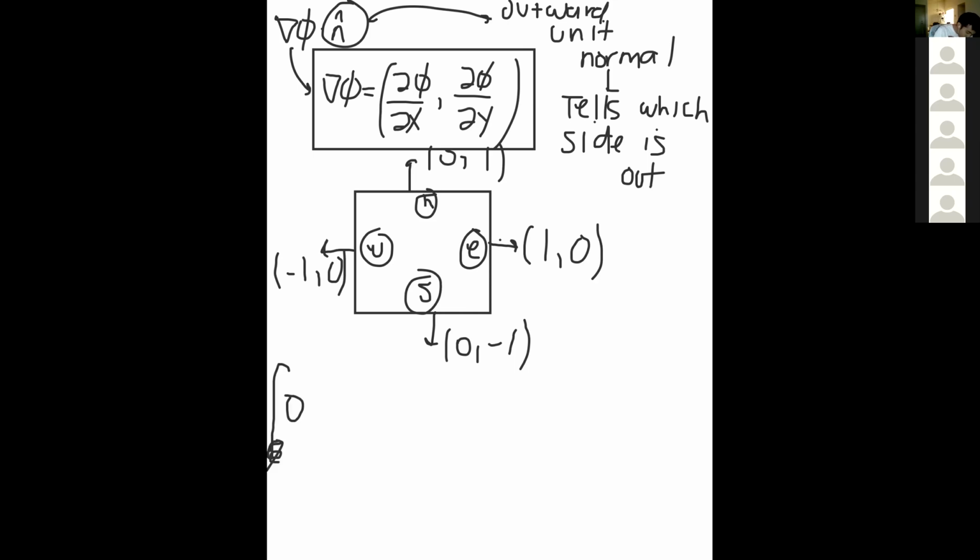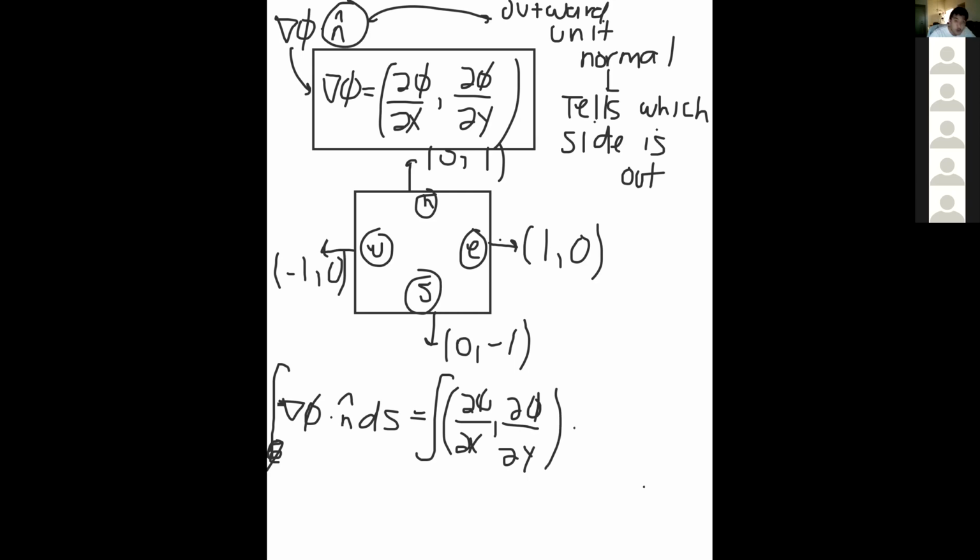On the east side, we have the gradient of phi dot product with n. So let's actually write out what all those are. The gradient of phi is given by d phi dx, comma d phi dy. And then let's take the dot product with the normal vector on the east side, which is this guy, 1, 0 ds.